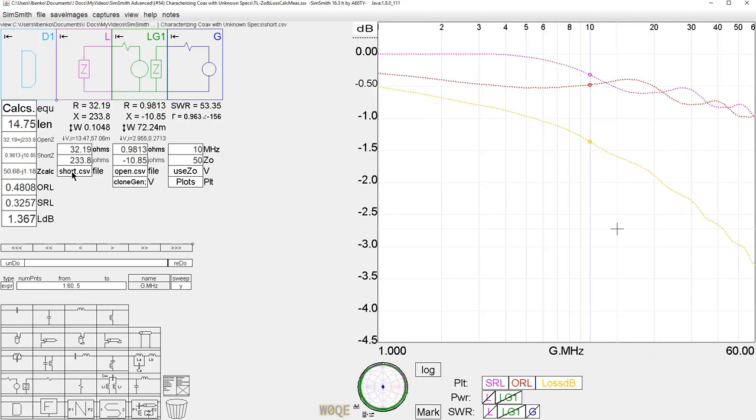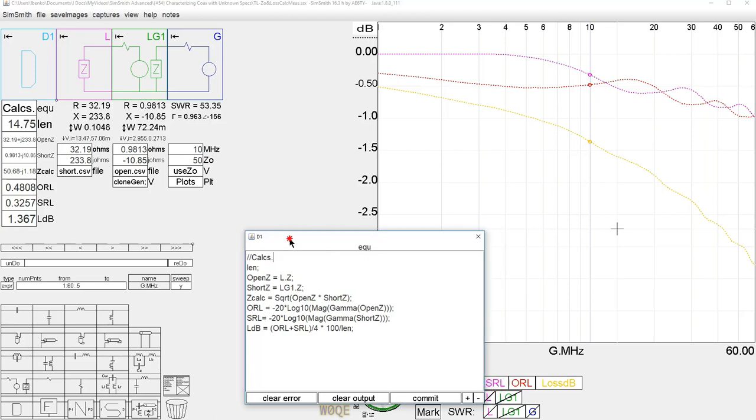I measured the impedances from 1 to 60 megahertz in half megahertz steps, and that's what this graph is right here. I measured it for a short and for an open. So this one here is for a short. This one's for an open on the end. This impedance right here is an open. This impedance here is a short. And I did the calculations just like I did before here.